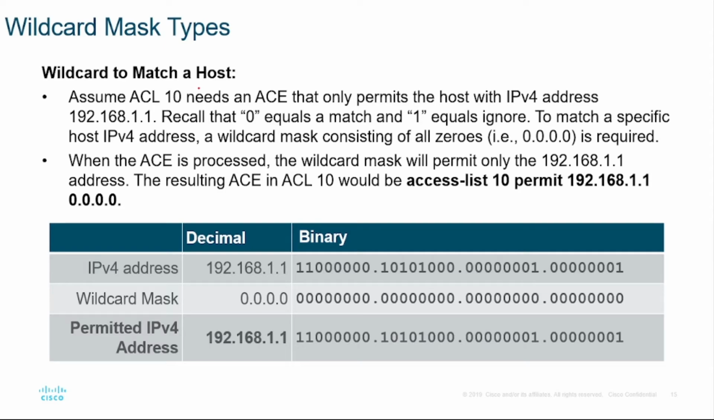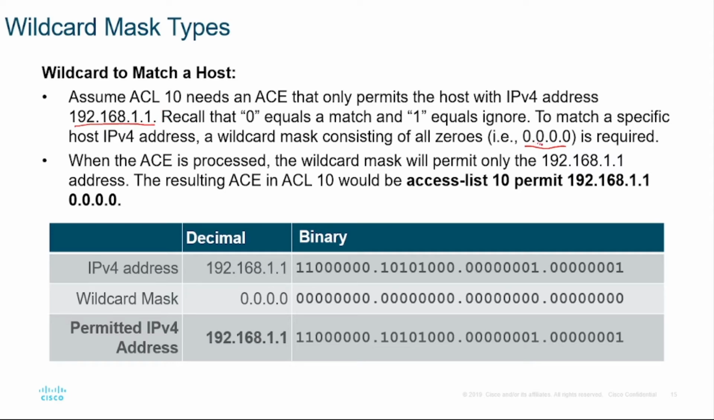If you want to match a particular host, for example, this one given 1.1, since 0 equals to match and 1 equals to ignore, to match the specific host IP version address, a wildcard mask consisting of all zeros is required. So for a particular address, you can actually use the quad 0 just to allow or to deny a particular host.